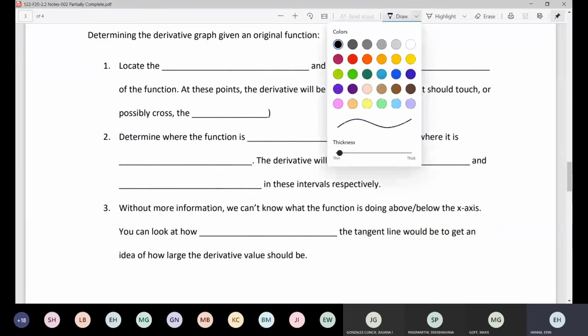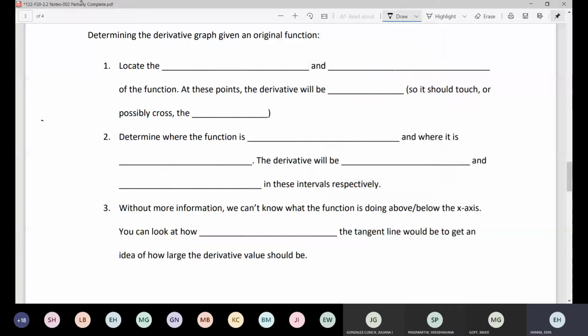So the first thing you're going to do is locate the maximums and minimums of the function. You're going to just point them out, and specifically you want to look for their x values. That's the thing you actually care about. At these points, the derivative is going to be equal to 0.